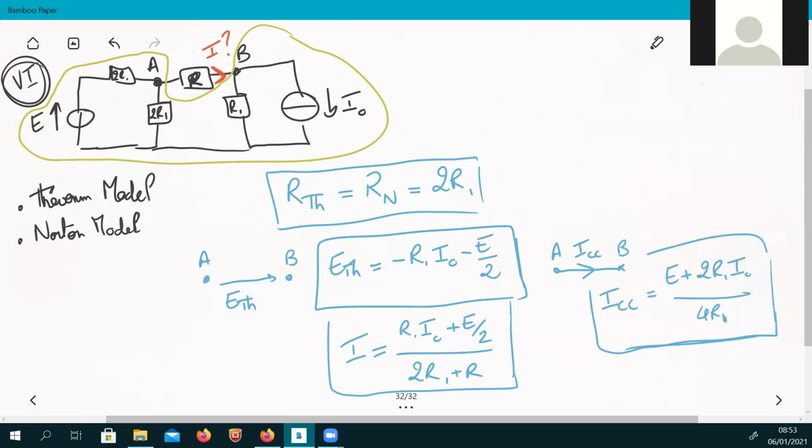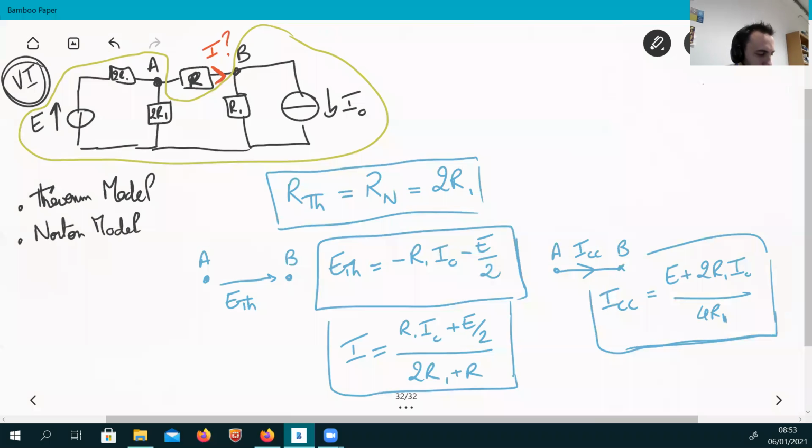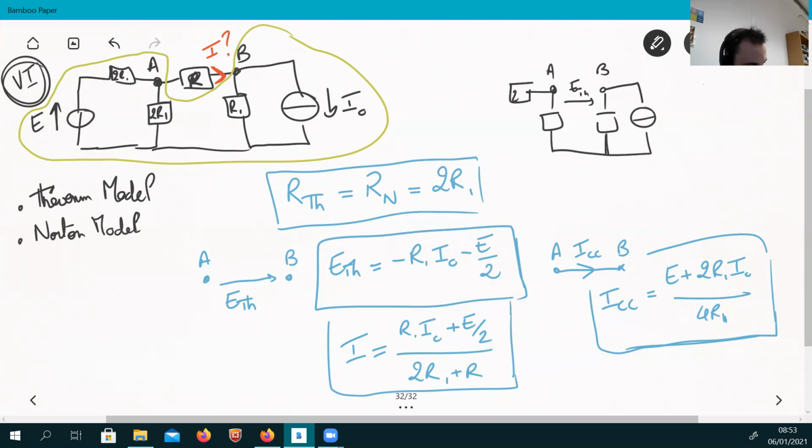Just redraw A and B. So I found ETH like this. Put it back in my circuit. 2R1, R1, I0.